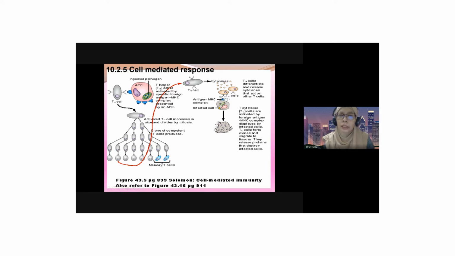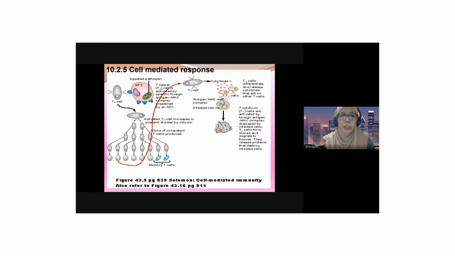As usual, TC cells increase in size and then form clones of effector cells and migrate to tissues. Straight away they migrate to tissues. And what they do, they have chemicals. For TC, the mode of action is a bit different because they release perforins straight away and destroy the infected cells. This is actually programmed cell death, apoptosis.